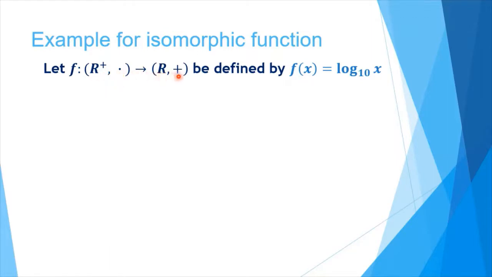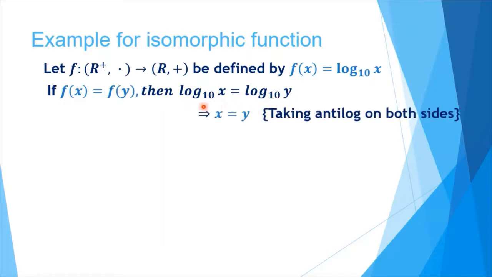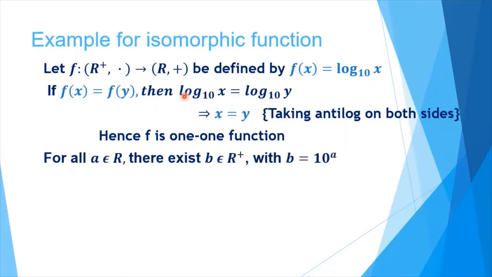So, when we define f like this, f(x) = log x to the base 10, then we may note that f is a one-to-one function. That is, if f(x) = f(y), then as per the definition, f(x) is nothing but log x to the base 10 and f(y) is nothing but log y to the base 10. So, if we take antilog on both sides, we will have x = y. So, f is a one-to-one function.